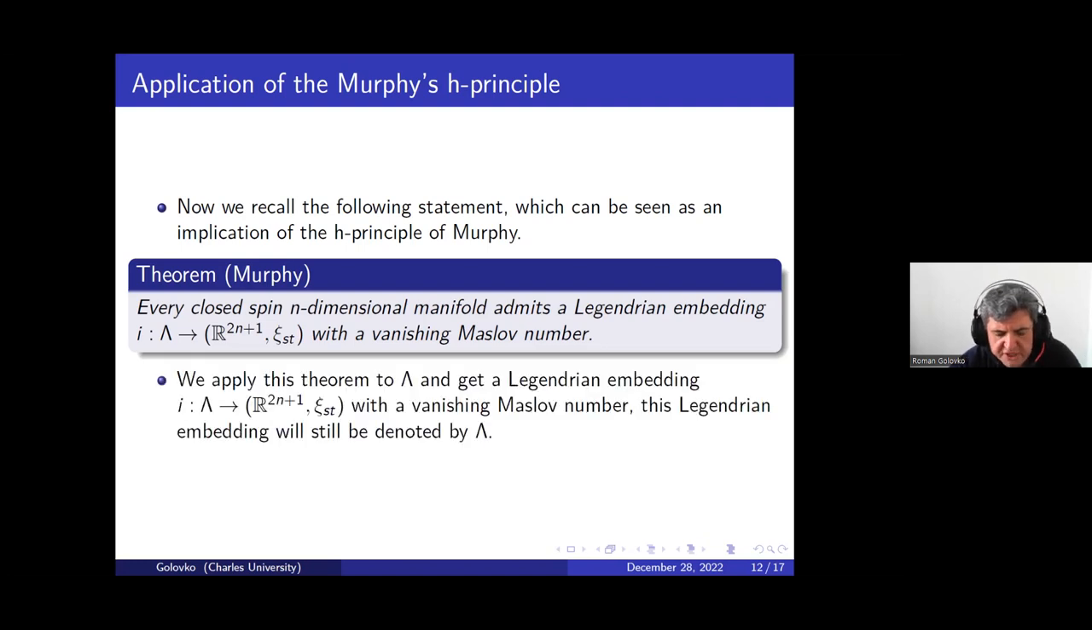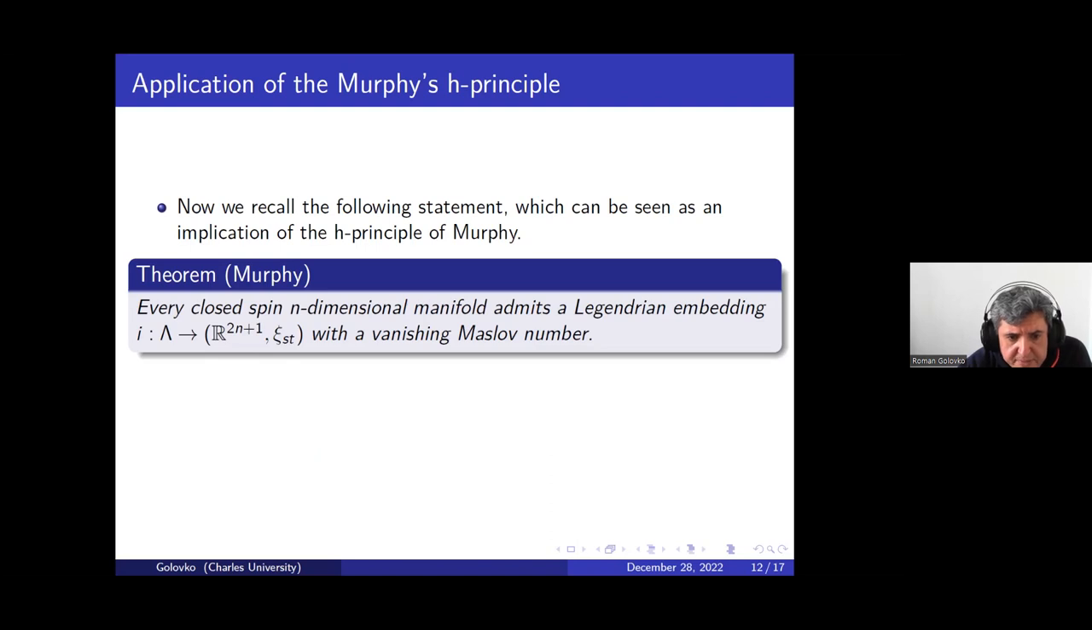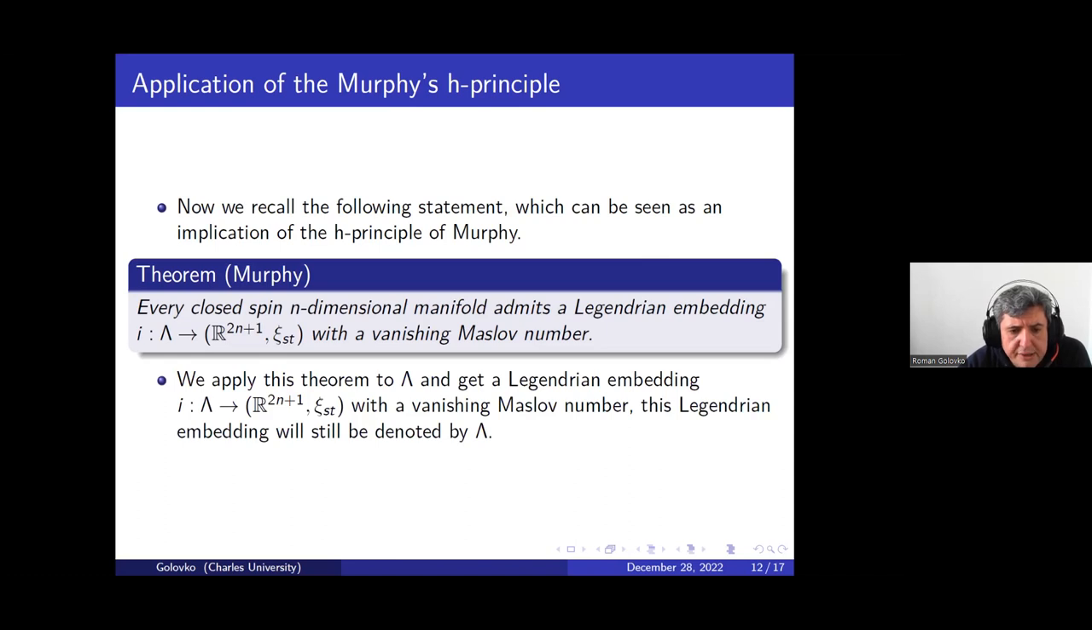From this perspective, we can realize our manifold, this M times a sphere, of dimension n plus one from the previous page, as a Legendrian submanifold. Now the problem with Murphy's h-principle is that if one realizes our Legendrian this way, then its algebra always dies, unfortunately. The Chekanov-Eliashberg algebra always becomes acyclic, so one cannot expect any homology.